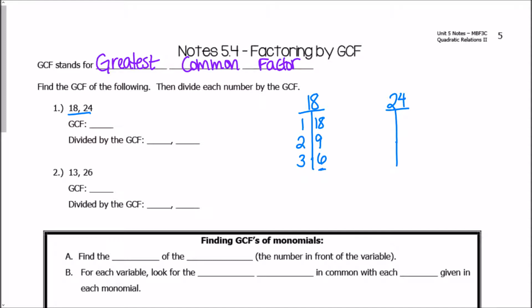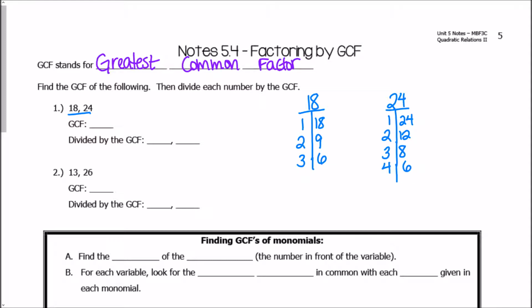Okay, now let's do the same thing for 24. When I divide 24 by 1, I get 24. 24 is even, so I can divide it by 2, and I get 12. I can divide 24 by 3, and I will get 8. I can divide 24 by 4, and I will get 6. And if I divide 24 by 5, I get a decimal, so it's not possible to divide 24 by 5 evenly. 24 is divisible by 6, but it's already in my chart, so I'm not going to include that.